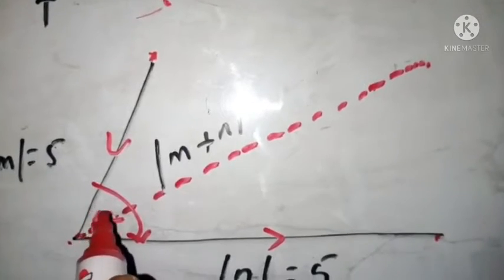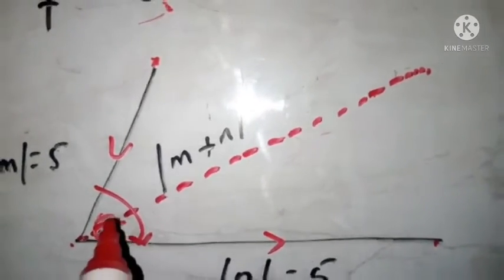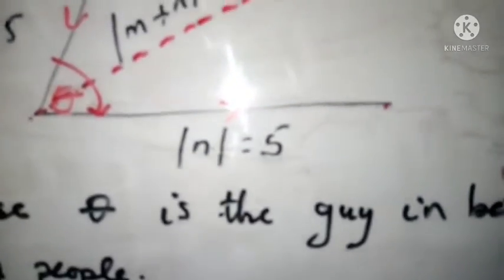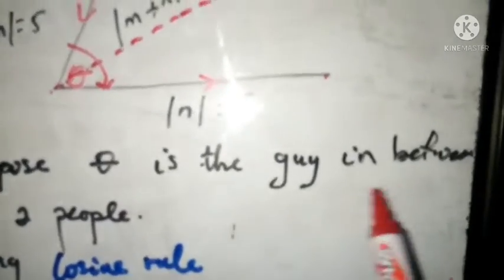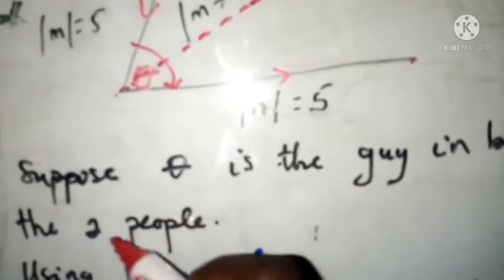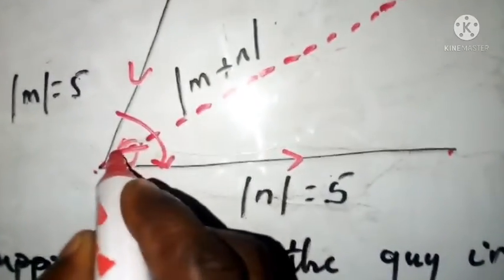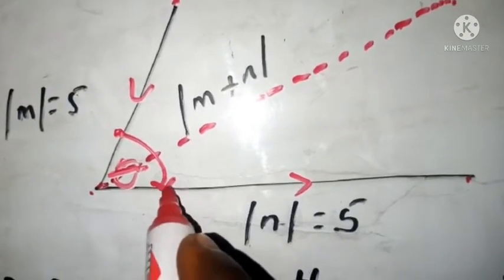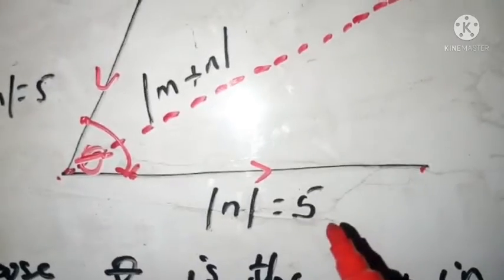But look at the way the thing looks. What method do we know? What can we apply to get this? The one trick here is that you must come up with the cosine rule. Suppose theta is the angle in between the two people. You can call it anything. So this is the angle between the two, and they say you should find it based on the information given here.